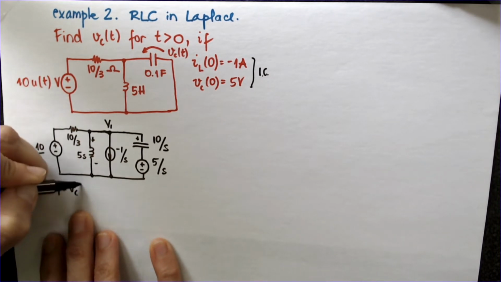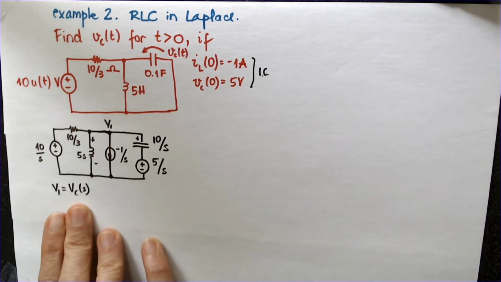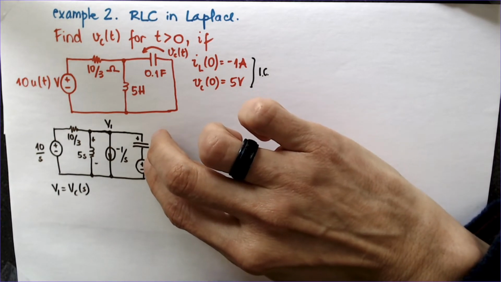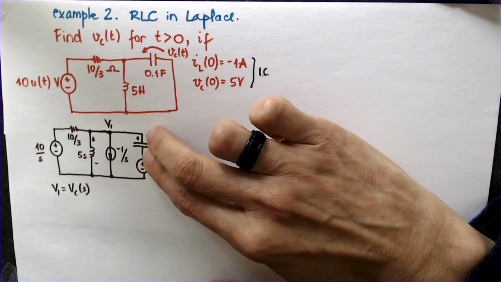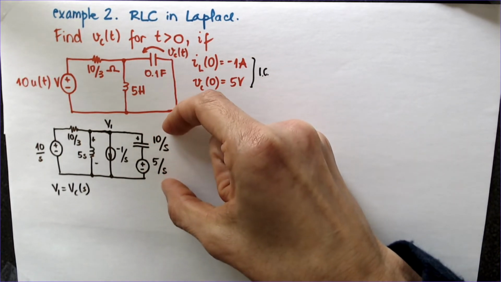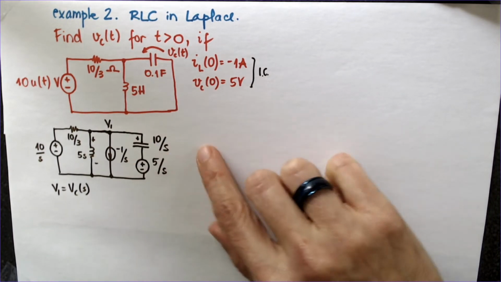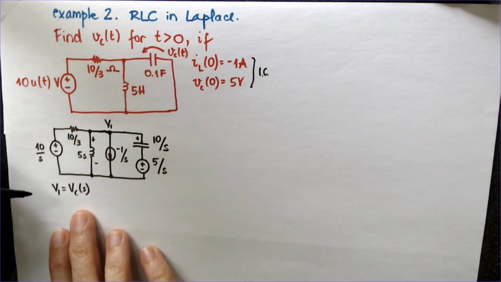So now I'm going to do nodal analysis, and here if I find V1, I can use that as the voltage across the capacitor. So let's write this for nodal.